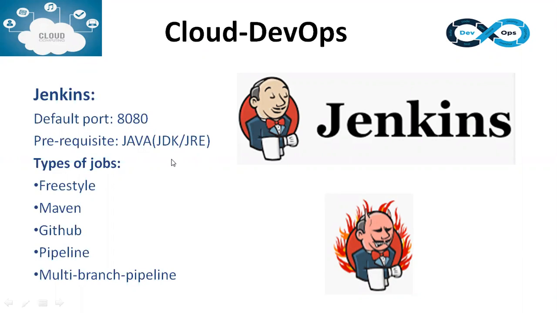Some of the important types of jobs Jenkins provides are: freestyle, Maven, GitHub, pipeline, and multi-branch pipeline. These are the 5 important ones, but not limited to these 5. There are many other types of jobs provided by Jenkins, but those are used in somewhat rare cases.